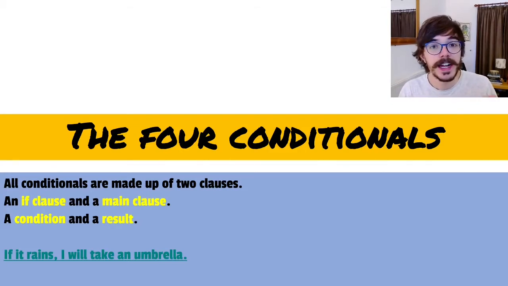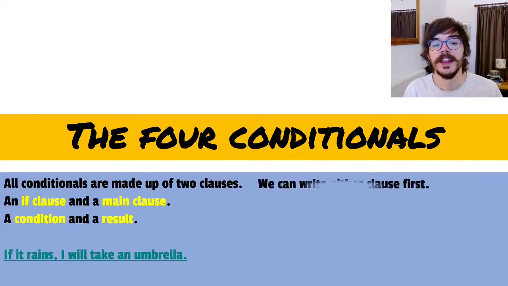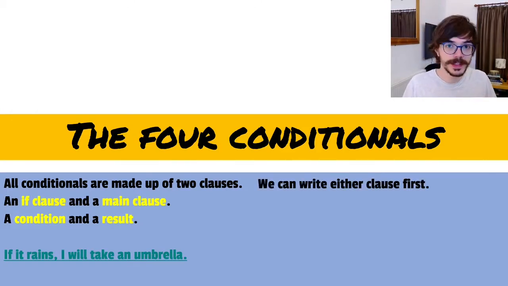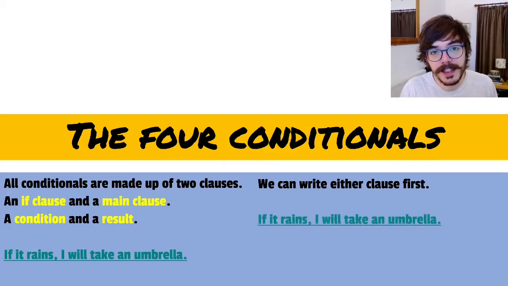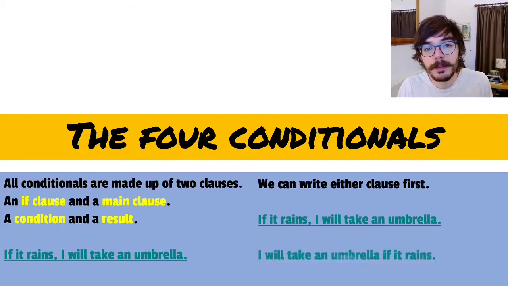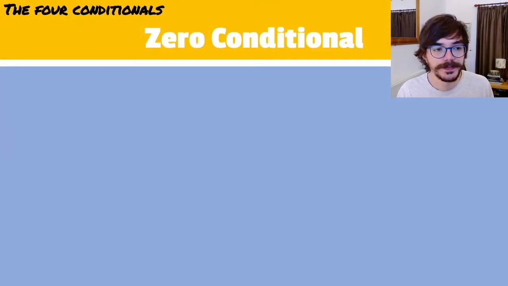Now, the second important thing we need to know is that we can write either clause first. So I can say, if it rains, I will take an umbrella, or I will take an umbrella if it rains, and there's no difference. The only difference is that there is a comma in the first one, but that's the only difference. Okay, so let's get started with the 0 conditional.